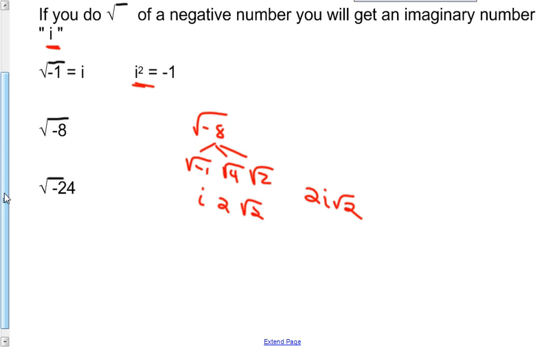Square root of negative 24, same thing, pieces: square root of negative 1, square root of 4, square root of 6. You're looking for your factors of 24. Pick a factor that you've got as a perfect square. 4 would be that value. i term, again, 2 for the square root of 4. Square root of 6 you can't do, so your final simplified answer would be 2i square root of 6.